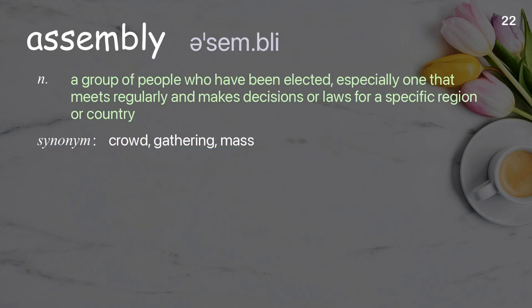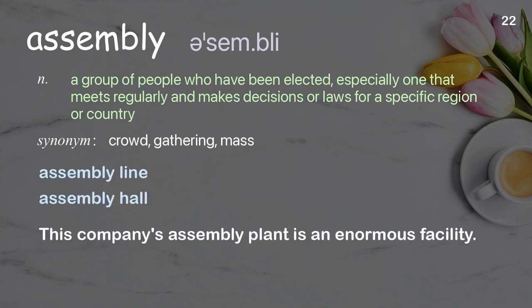Assembly. A group of people who have been elected, especially one that meets regularly and makes decisions or laws for a specific region or country. Examples: assembly line. Assembly hall. This company's assembly plant is an enormous facility.